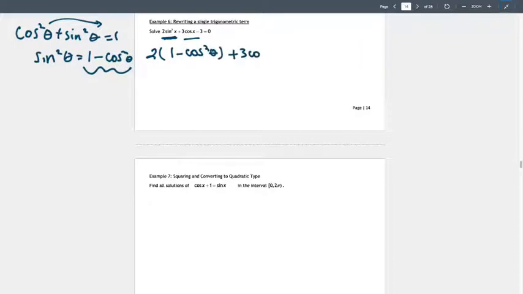I'm sorry, I should be using x. Can I erase this? There we go. Cosine squared x, and then 3 cosine x minus 3 equals 0. All right, I'm going to distribute the 2.